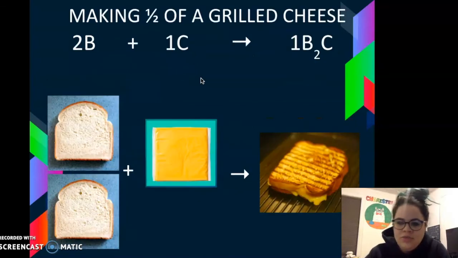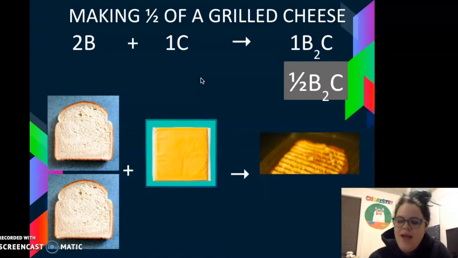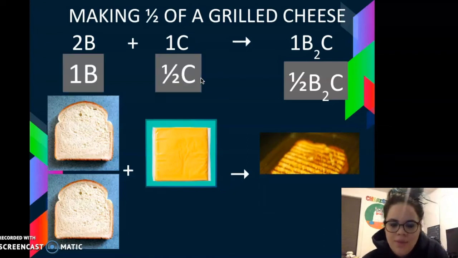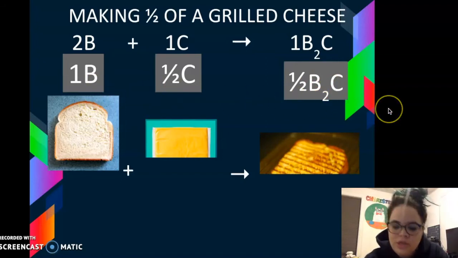Let's say your little cousin's really hungry and they want half of a grilled cheese sandwich. Luckily for you, you get to save some of your precious bread and cheese, because to make half a grilled cheese sandwich, how much bread will we need? How much cheese will we need? Half of everything. Okay, so now for every 1 piece of bread, we only need half a piece of cheese, and we'll get half a grilled cheese sandwich. This is still showing conservation, it's just we're tweaking the ratio to the recipe we want to follow.